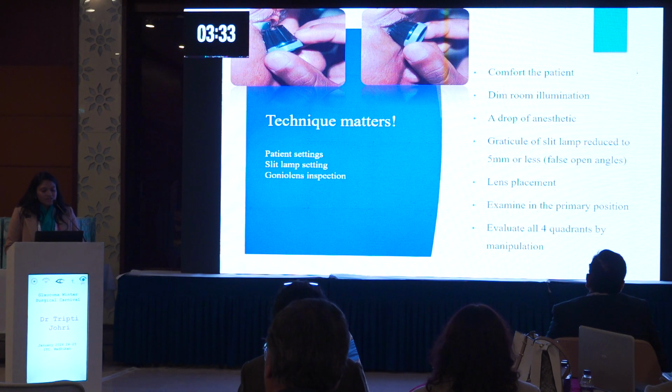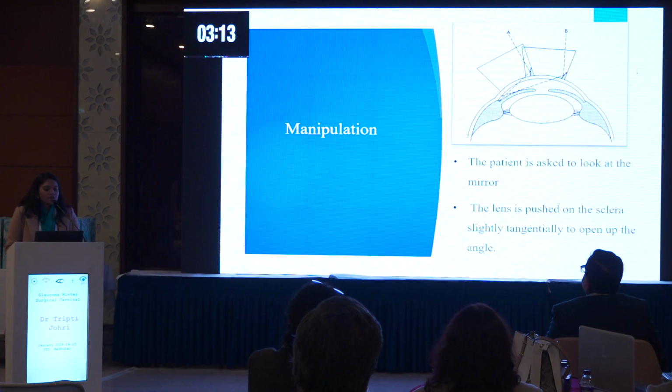And gonio lens inspection should be done for any surface irregularities or lens crack or presence of any air bubble or small oily secretions which can obscure the visibility of the angle. The lens is placed in the inferior fornix while the patient is asked to look in up direction or down direction. And examination is done in primary position. So gonioscopy is always done dynamically.